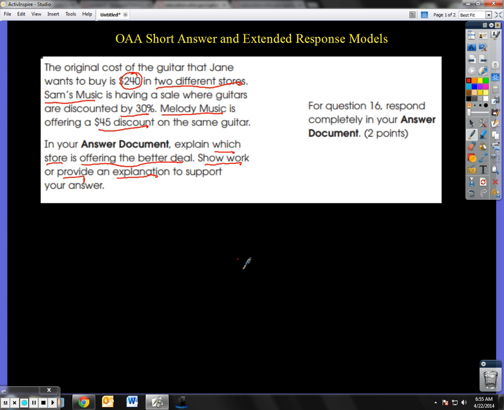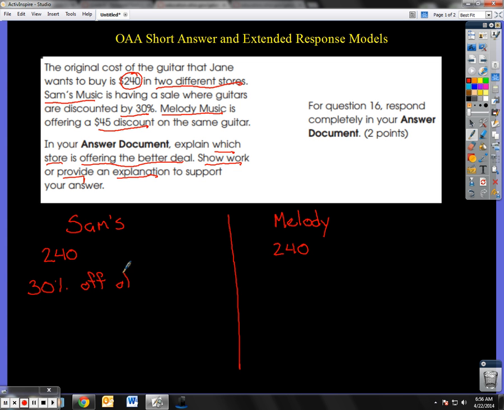First thing I'm going to do, I'm going to have a big piece of paper. It's going to be gridded. I'm going to draw a line. I'm going to put Sam's over here, and I have Melody Music over here. Now, I know the starting point for both is $240. Now, at Sam's, I am getting 30% off of $240. What I'm going to do, I see this word of.